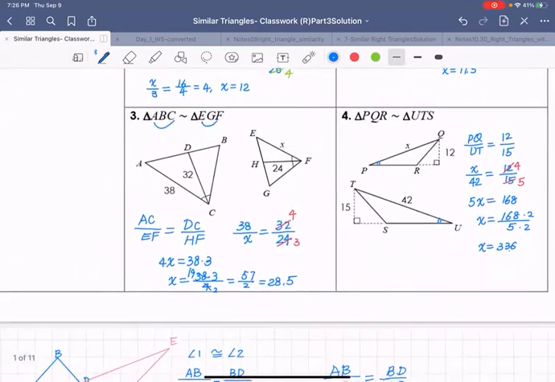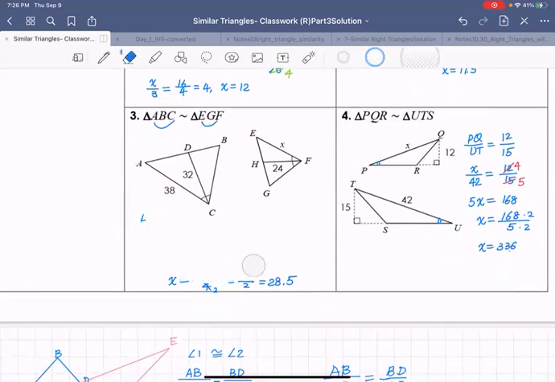Now, number 3. Henry, let's do number 3. Let's write down the proportionality first. AB over EG, BC over GF.